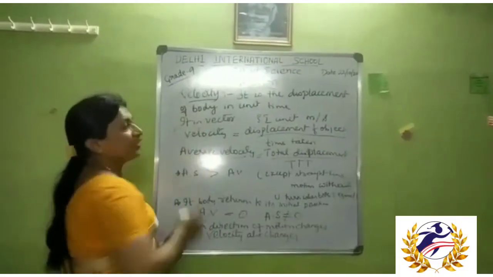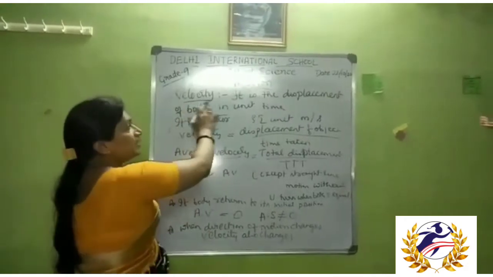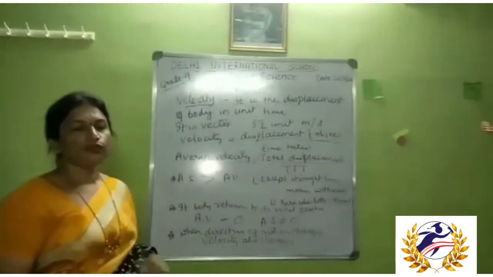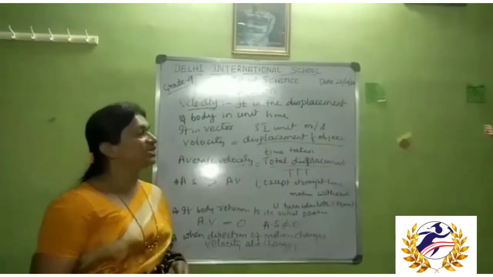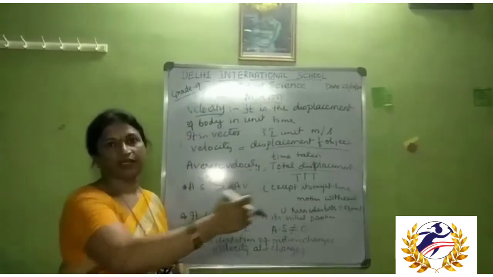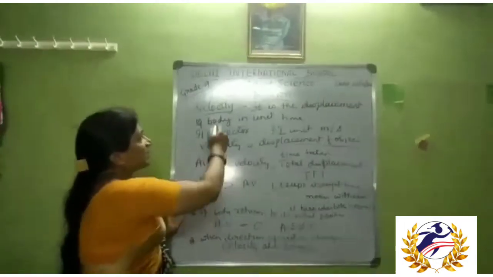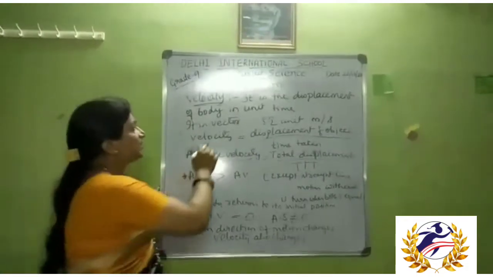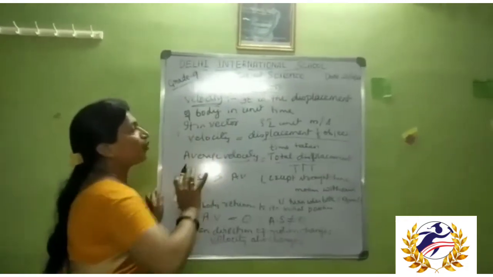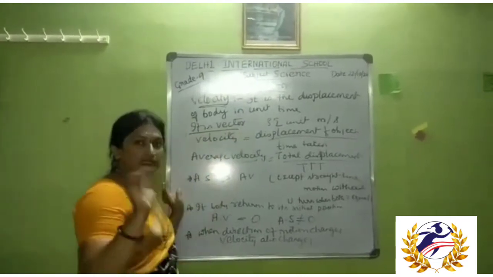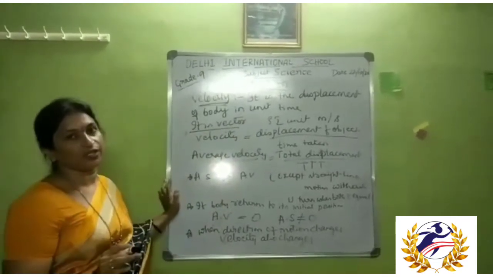Next is the velocity. Velocity is the displacement of the body in unit time. We have learned what is displacement. It is the shortest distance between the initial point and the final point. So velocity is nothing but the displacement of the body, the shortest distance covered by the body in a unit time. It is a vector quantity, that is, it has both magnitude and direction.